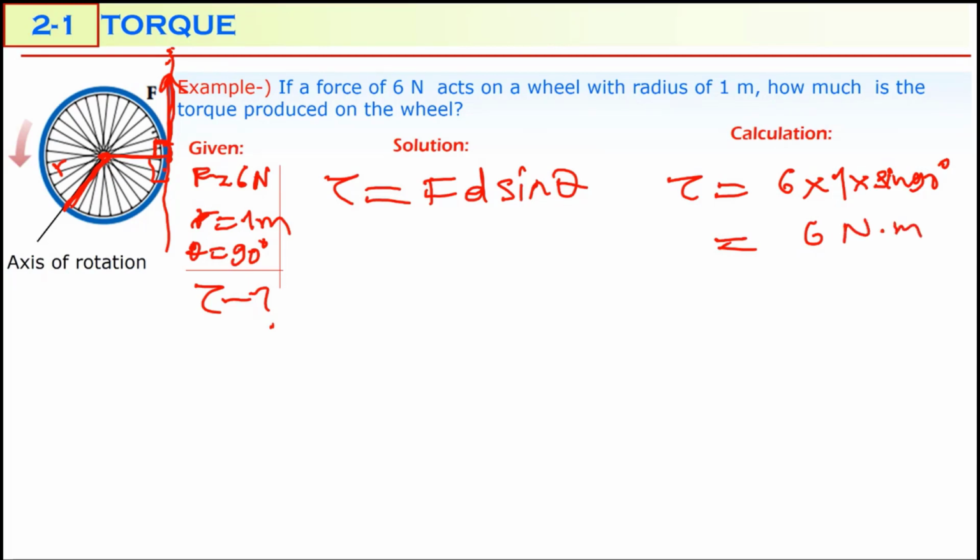But what about the rotation? Is this force causing a rotation in the clockwise direction or counterclockwise? Counterclockwise. This force tries to rotate this wheel in the counterclockwise direction. If the rotation is counterclockwise, torque must be positive. So this force produces a torque of positive 6 Newton meter on this bicycle wheel.